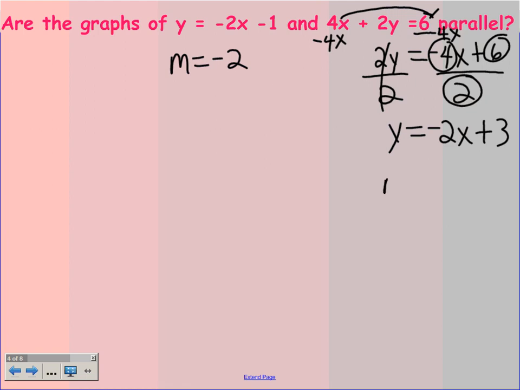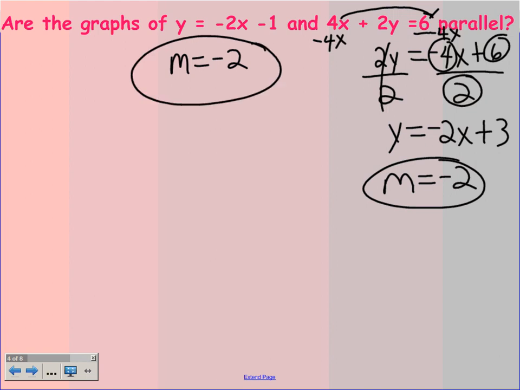As far as the slope is concerned, it looks like it is a match because our slope is the same in both equations. So we would want to answer yes, the graphs are parallel.